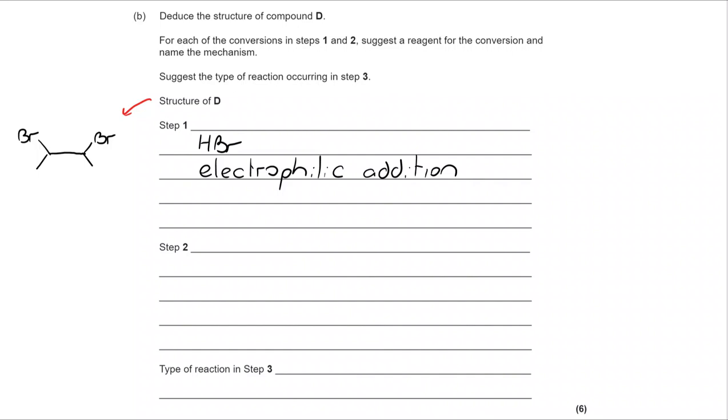When we move on to step 2 and how we convert haloalkanes into nitriles, or in this case a dihaloalkane to a dinitrile, well, that one we would use KCN, could have said NaCN, and the mechanism is nucleophilic substitution, where the CN- attacks the delta positive carbon, causing the Br to be lost.